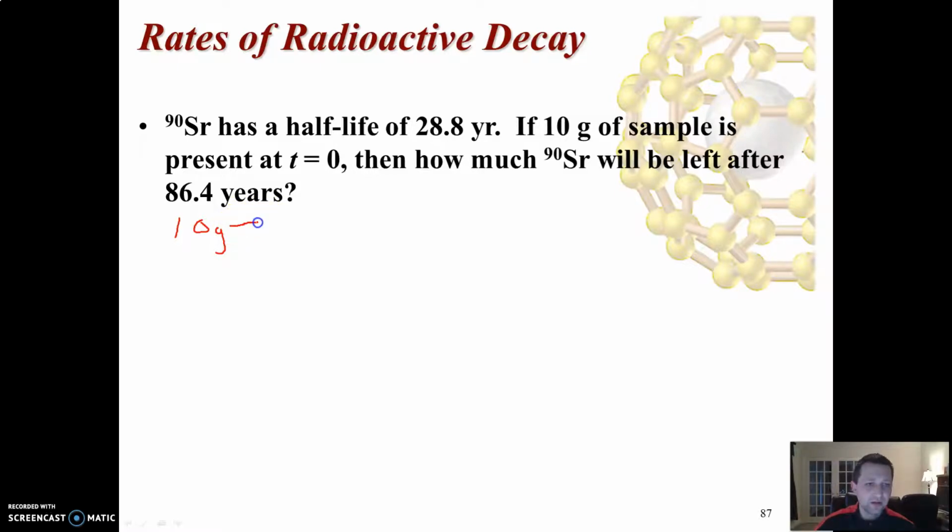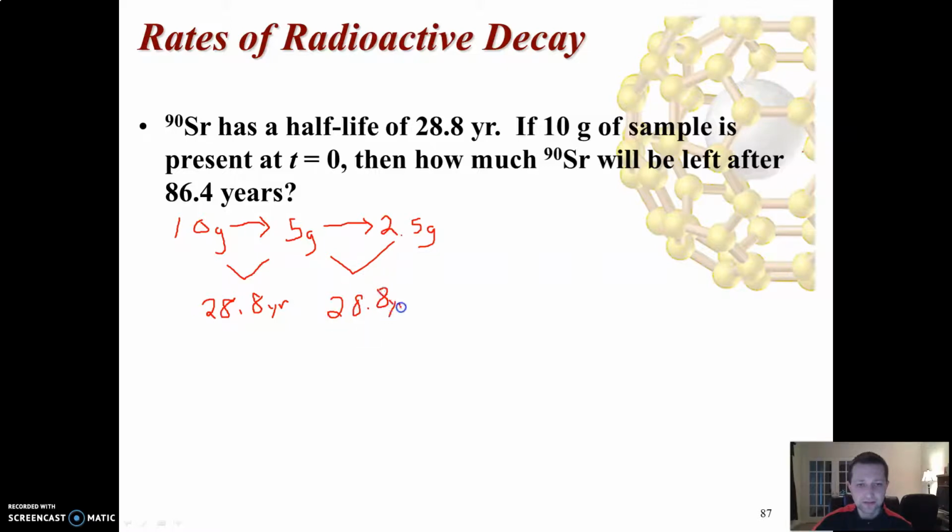So we know after 28.8 years, we're going to have 5 grams of strontium-90 left, because the half-life is 28.8 years. I want to know how much is left after 86.4 years, so I'm going to go through another half-life. After another 28.8 years, we're going to have 2.5 grams left.